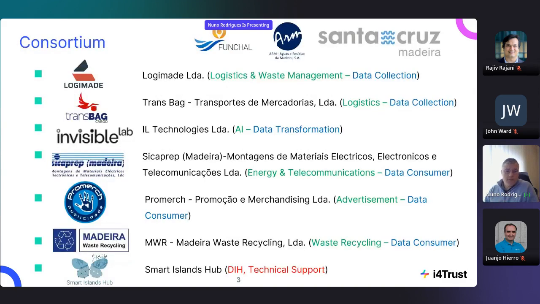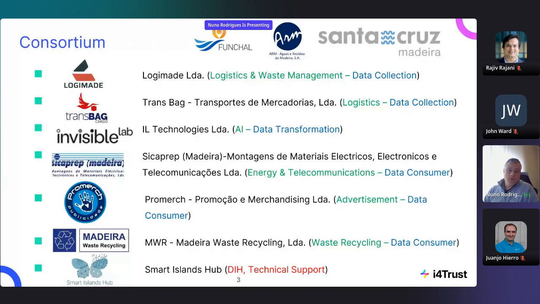Now, our consortium is composed of 6 SMEs and a digital innovation hub. Logimade and Transbag are logistics companies, and they will have the role of data collectors. They will use their vehicle fleet and couriers to collect images from the city of Funchal and implement privacy by design processes at the collection point.